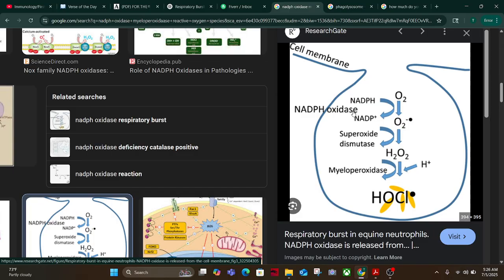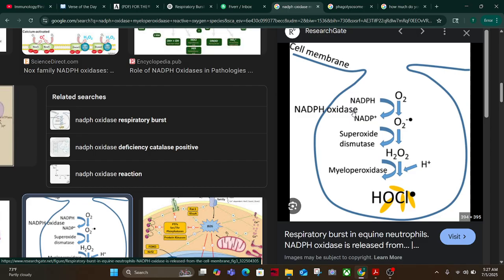This is because catalase positive bacteria break down the bacteria's own hydrogen peroxide using catalase. This is so the body cannot borrow the hydrogen peroxide from the bacteria to kill off the bacteria. So in CGD patients, we have catalase positive bacteria. The bacteria survive and can multiply inside the neutrophils and macrophages.